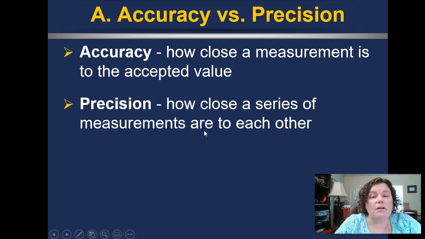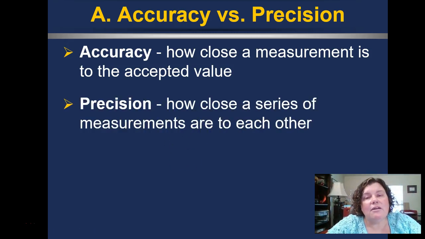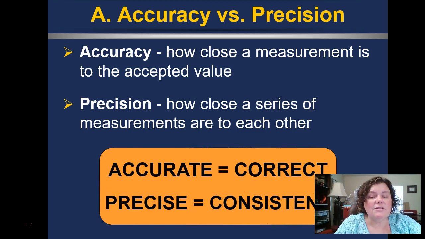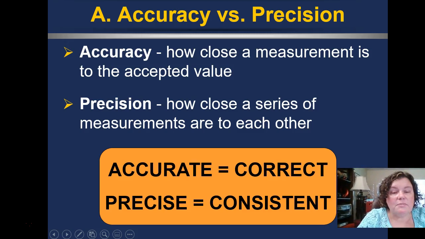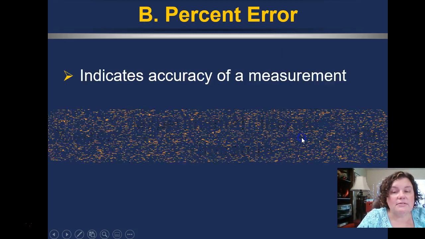Now, the second part here is precision. We always have these two interchanged, but they're actually quite different. Precision is how close all of your measurements are to each other. So if the accepted value is 5.0, but you're measuring 4.1, 4.2, and 4.3, though you're not accurate, you are precise because all of those numbers are relatively close together. So keep in mind that accurate means that you're correct, whereas precise means that you're consistent.